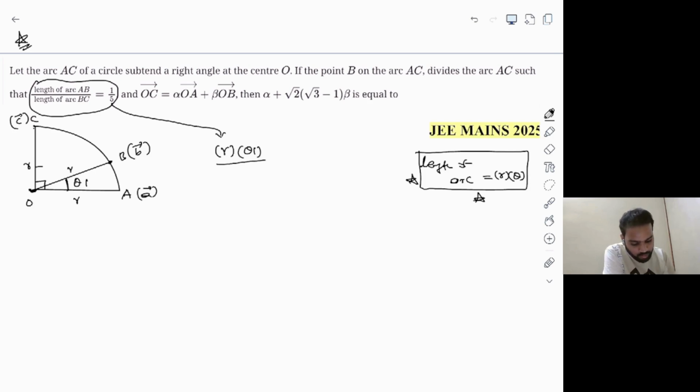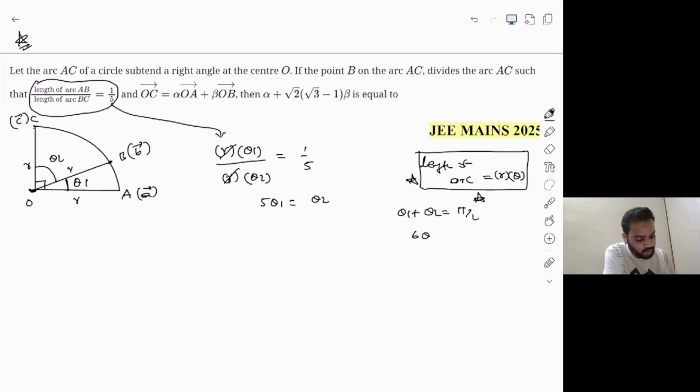So the length of arc BC is again radius times the angle included, and I will take the included angle here as theta 2. So it will be r times theta 2, which is equal to 1 by 5. So clearly the radius is the same, and I can say 5 theta 1 is equal to theta 2. But very clearly, it is a right angle given. Theta 1 plus theta 2 is equal to pi by 2, and theta 2 is 5 theta 1, right?